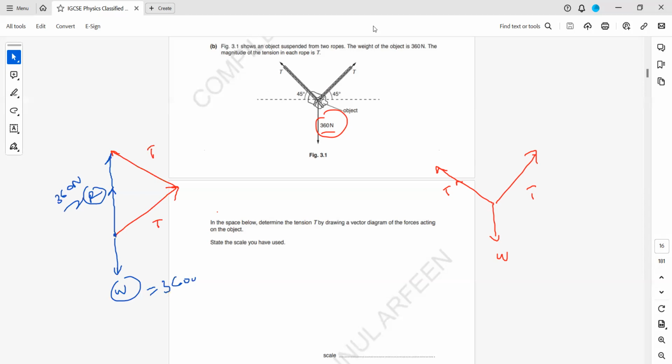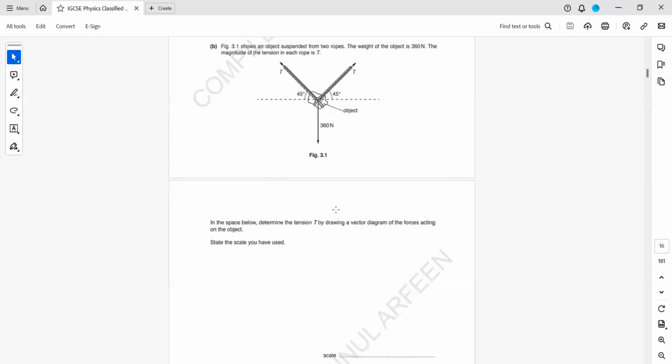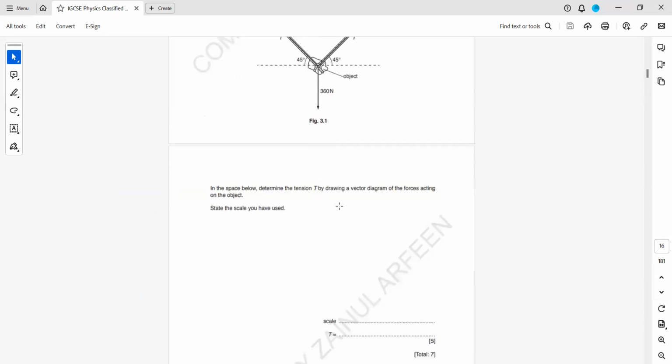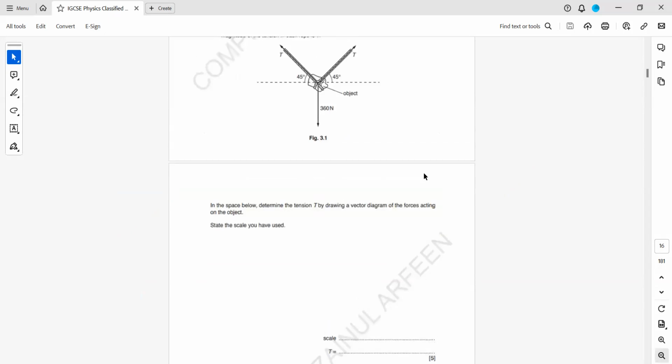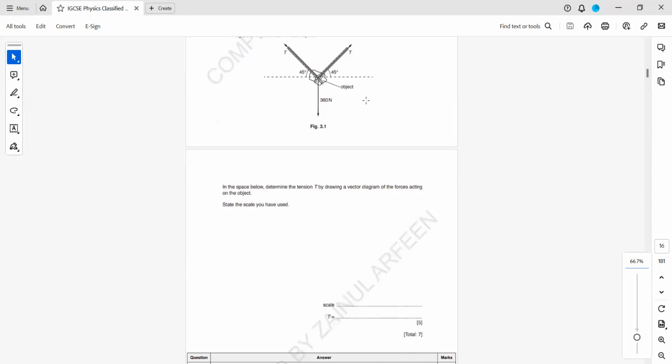So how can we do this question? First, we select a scale. For a vector diagram, we have to select a scale. It should be suitable for 360, because you don't have a scale in newtons. So if I select, say, 60 newtons equals 1 centimeter, then 360 newtons will be 6 centimeters. So we draw the weight, which is 6 centimeters.